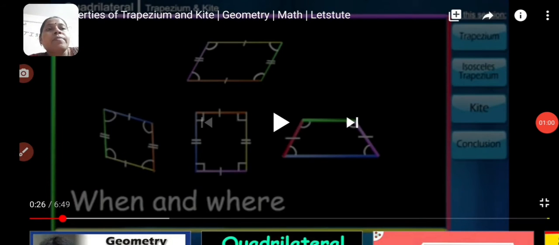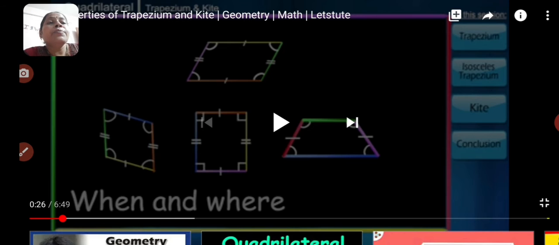Okay. See, when we talk about a quadrilateral or parallelogram, here in this figure, opposite sides are parallel and equal. Here we get 4 angles and 4 sides.